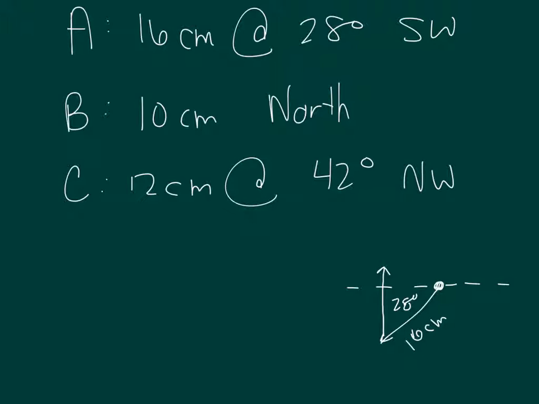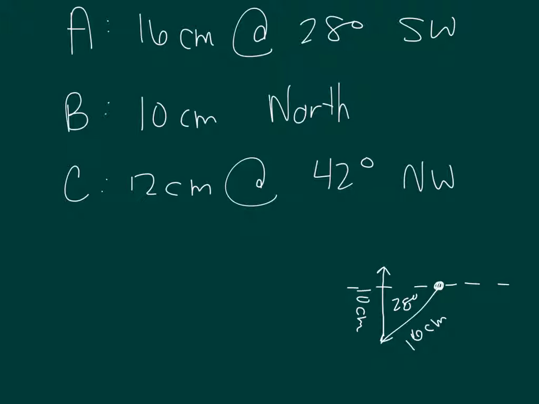So we go north. How far? Okay, go north 10 centimeters. That's 10 centimeters right there. And then the last part, 12 centimeters, 42 degrees northwest. Aiden. Just like this? Yeah, very good. North is this. West is this. So northwest is going to be at an angle up to the left.